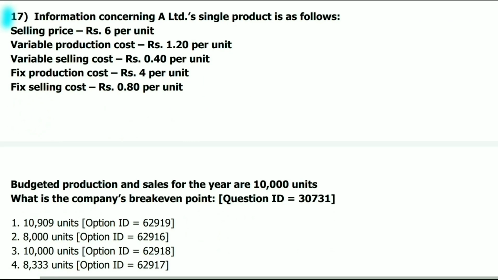Next, information concerning A Limited single product is as follows: selling price rupees 6 per unit, variable production cost rupees 1.20 per unit, variable selling cost rupees 0.40 per unit, fixed production cost rupees 4 per unit, and fixed selling cost rupees 0.80 per unit. Budgeted production and sale for the year are 10,000 units. What is the company's break-even point? Options are 10,909, 8,000, 10,000, 8,000 and 333.